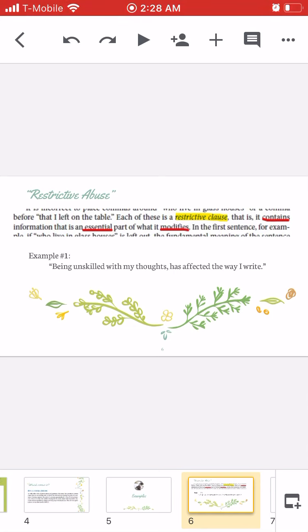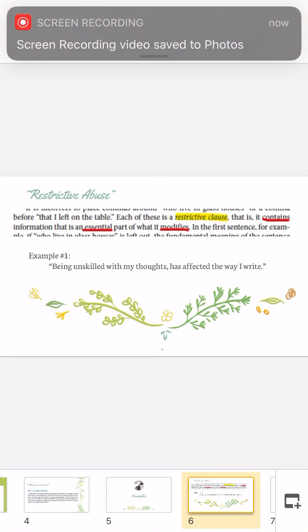So my first example is actually from my first essay. Being unskilled with my thoughts has affected the way I write. And you're already probably questioning, well, how has affected the way I write an independent clause? There's no need of a comma, because the comma is basically saying that there's two independent clauses when there's really probably none.